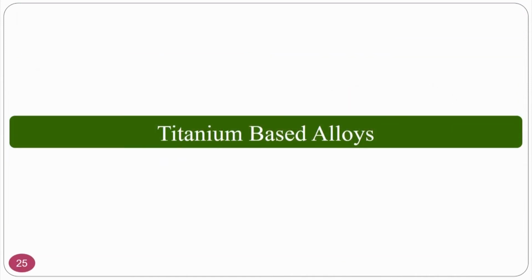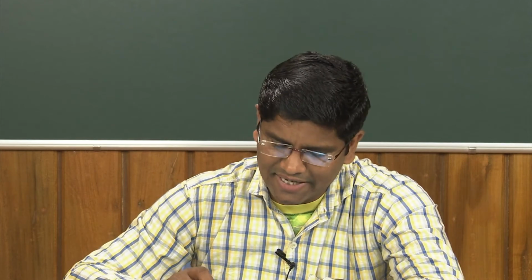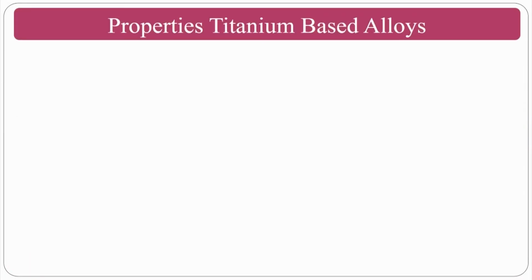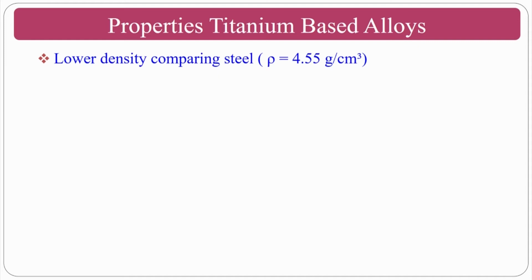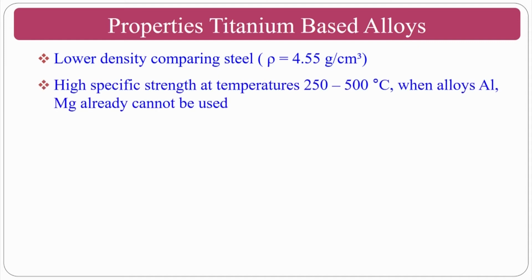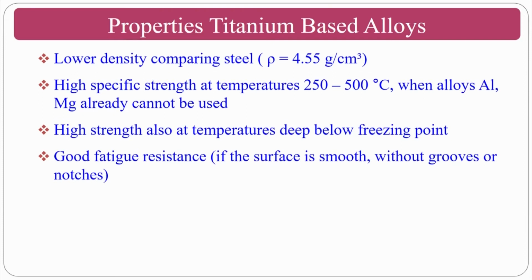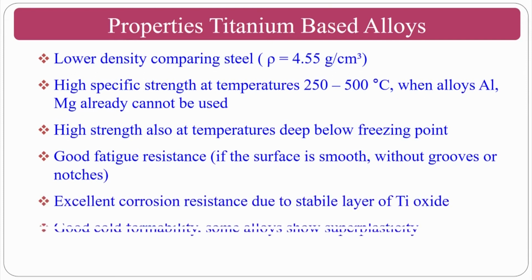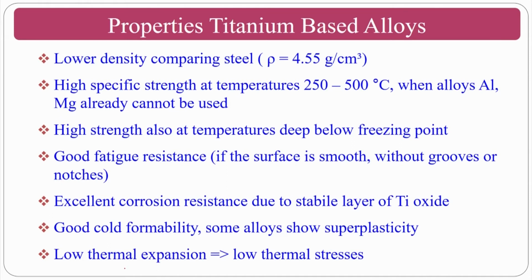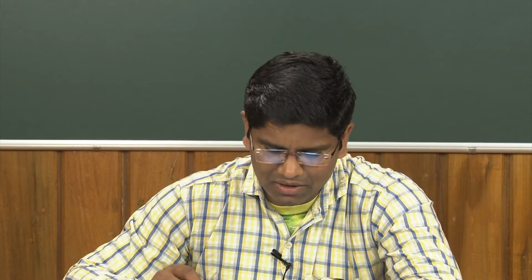Another material which is mostly used in the aerospace industry is titanium and the titanium based alloys. The properties: it has a lower density compared to steel, high specific strength at elevated temperatures, also high strength at temperatures below the freezing temperature, also good fatigue resistance, excellent corrosion resistance due to stability of the Ti oxide layer, good cold formability of this particular material, and low thermal coefficient of expansion and lower thermal stresses also. These are the beautiful properties that one can see in the titanium based alloys.